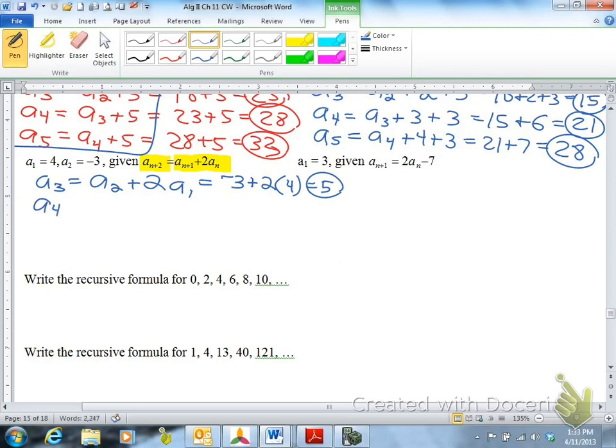I'll do one more unless you do the last one. A sub 4, the term before a sub 4, a sub 3, plus 2 times the term before that, a sub 2. So we would have a sub 3, which we just found was 5, plus 2 times a sub 2, which is negative 3. So we get negative 1. So see if you can find the next one.